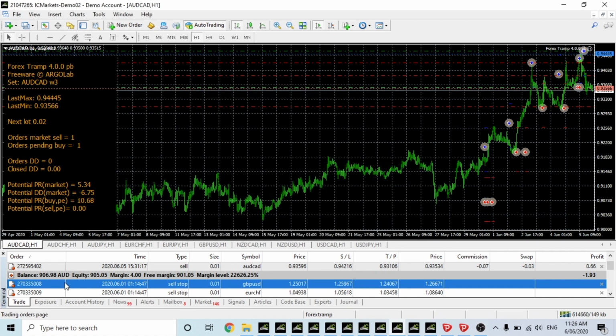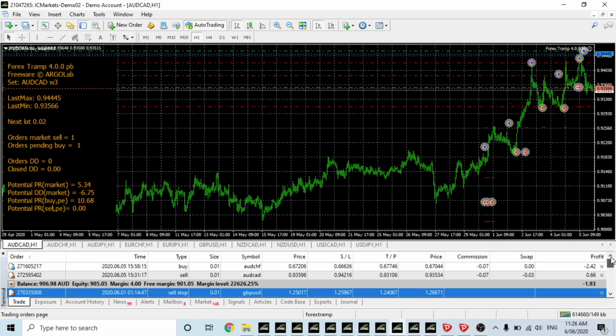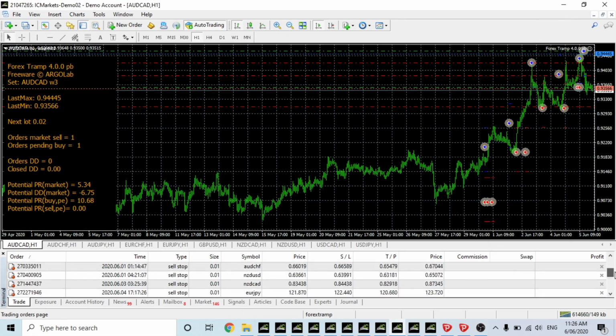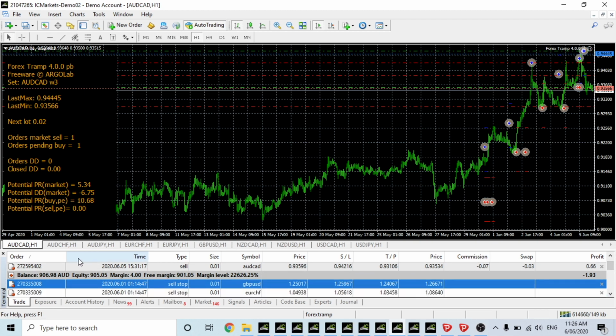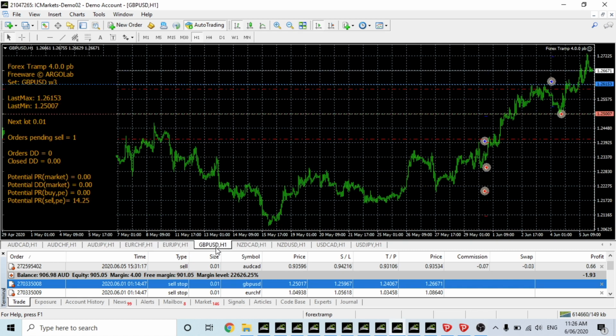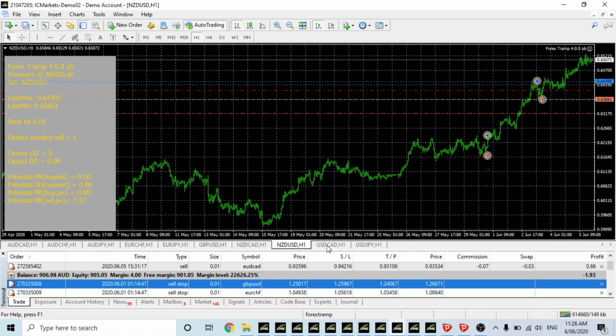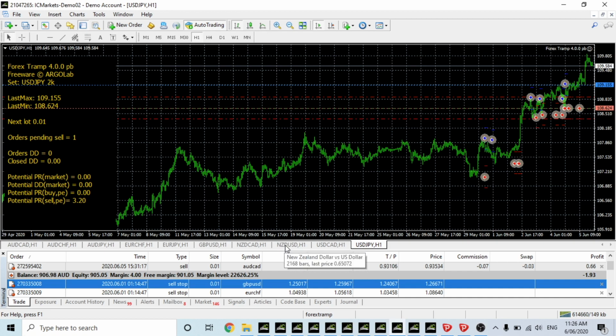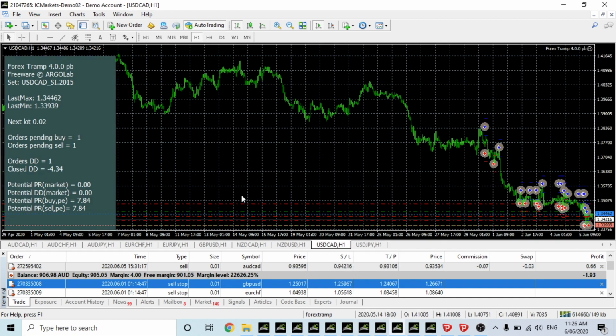But the good thing is that we've only lost $100. I've only got two orders open at the moment, and they're only 0.01 lot orders, and lots of buy and sell stops. So, yeah, down $100 is not too bad. It sucks to be down. You don't want to be down money, but at least it didn't blow the account straight up. So we'll see how Forex Tramp goes. I don't know why they're all different colors. I think that's just what it does.